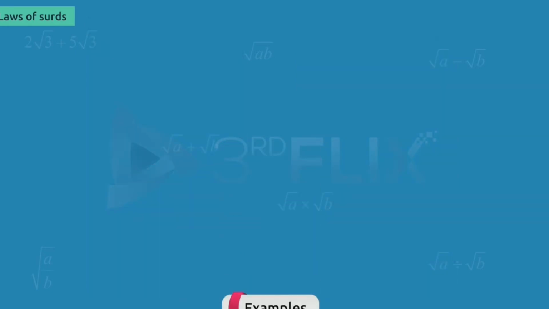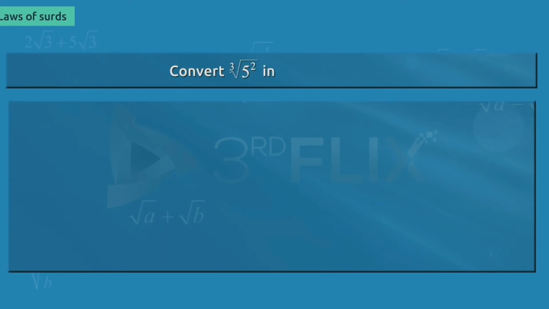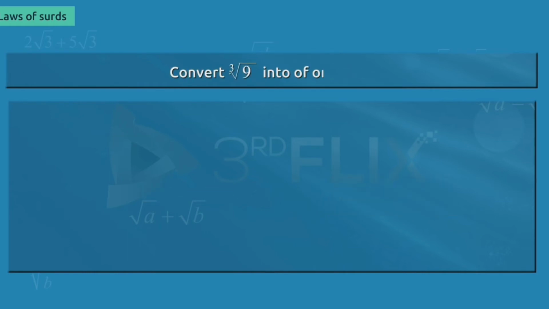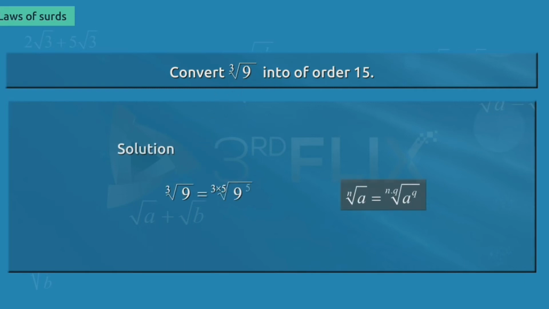Examples. Cube root of 5 square makes its order 6. Then cube root of 5 square equals to 3 into 2 root of 5 power 2 into 2 equals to 6th root of 5 power 4. Cube root of 9 makes it order 15. Then cube root of 9 equals to 3 into 5 root of 9 power 5 equals to 15th root of 9 power 5.